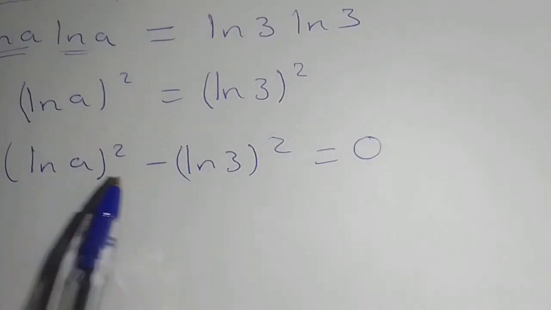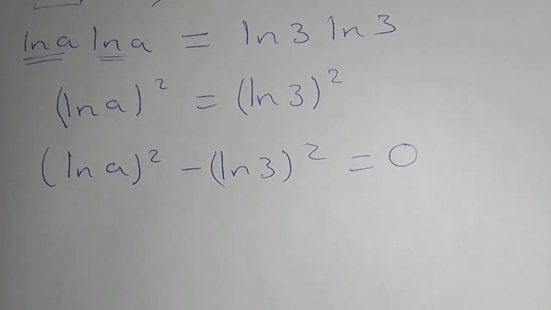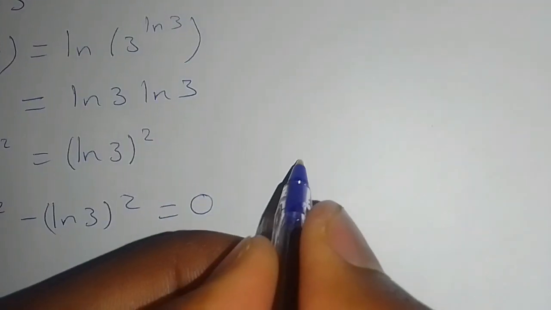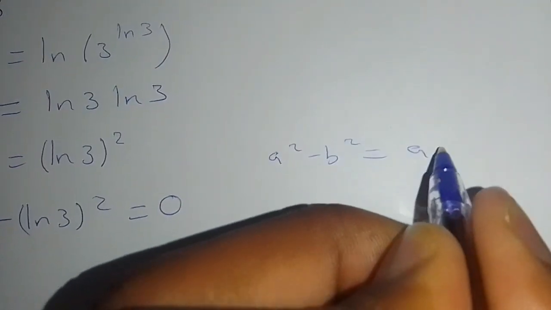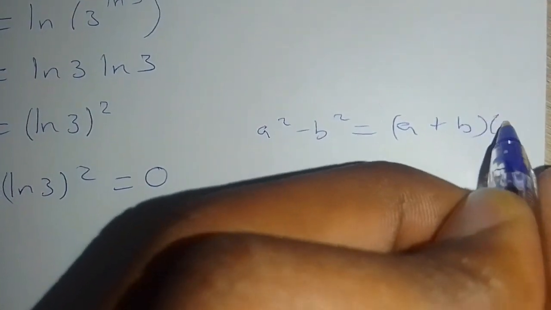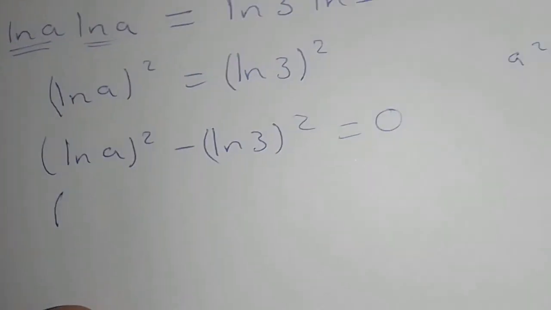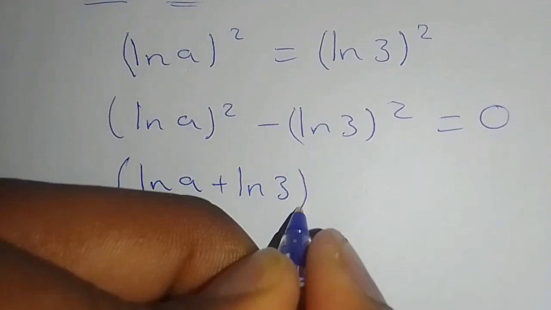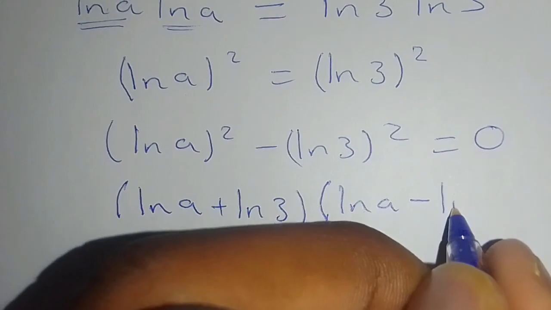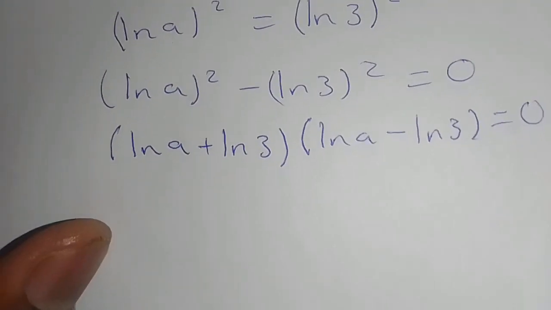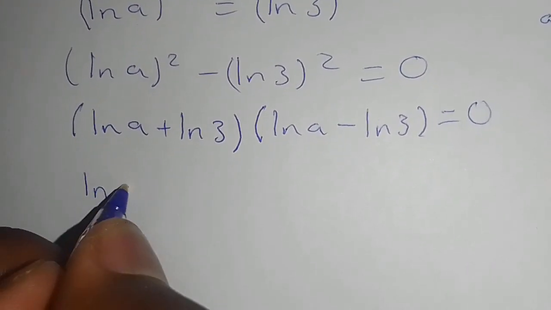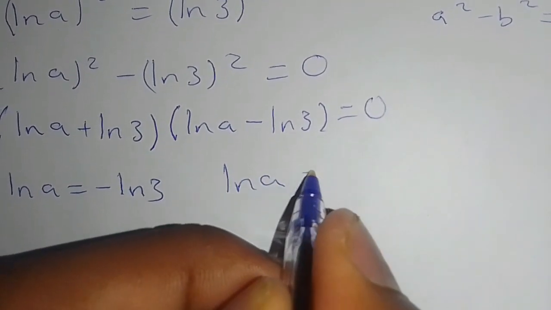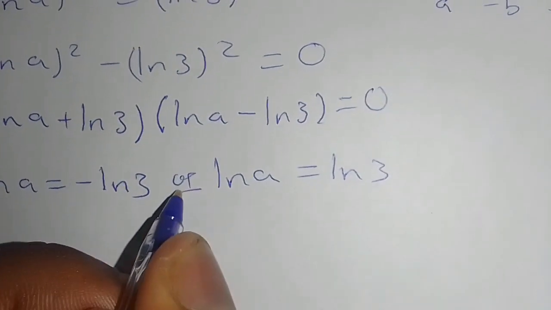When you have this, notice that you have a square term minus another square term. You're familiar with the difference between two squares. Remember, a squared minus b squared is equal to a plus b multiplied by a minus b. So you have ln a plus ln 3 multiplied by ln a minus ln 3, which gives us 0. That means ln a equals minus ln 3 for the first bracket, and for the other bracket, ln a equals ln 3. So you can have two solutions like that.